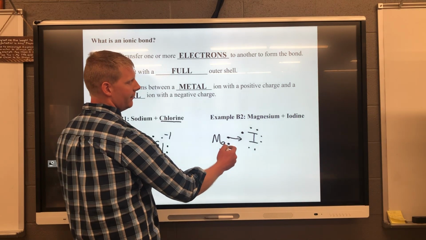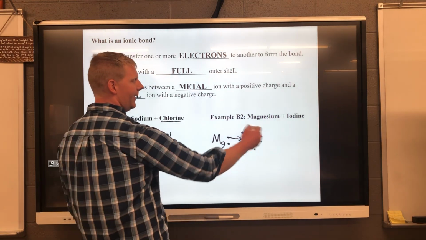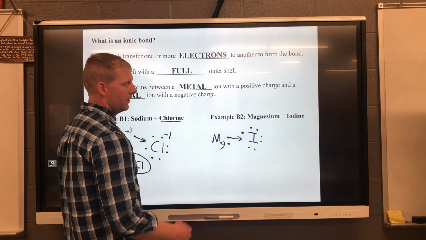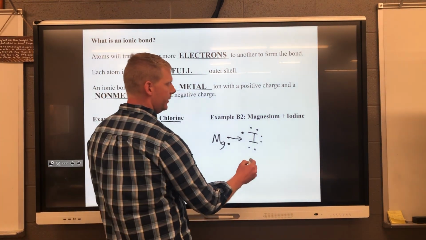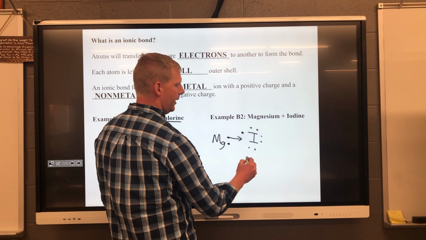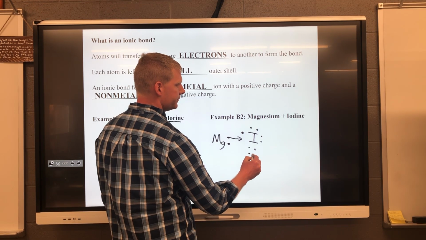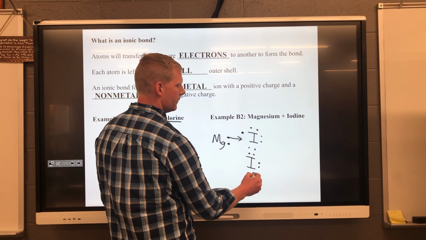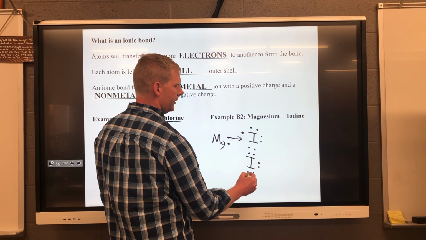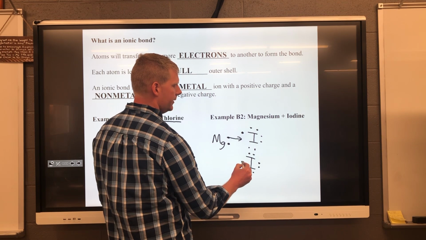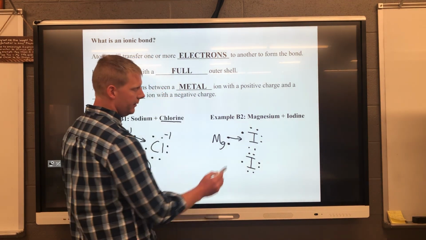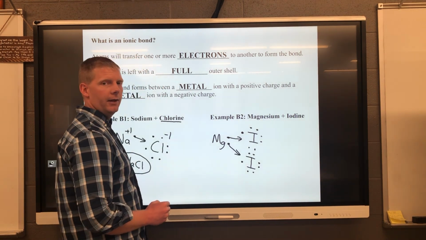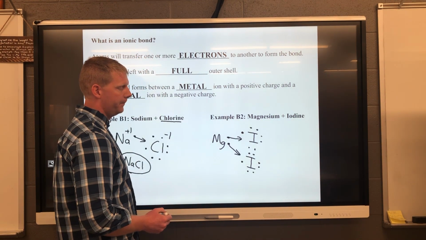Now what about this guy over here? He can't go over there because that already has 8, so it's happy, it's not going to take in any more electrons. So what we need to do is draw another iodine atom. So again, this iodine atom is going to have 7 valence electrons. So this one also needs 1. Well, that's perfect because that's where this other electron from the magnesium can go.